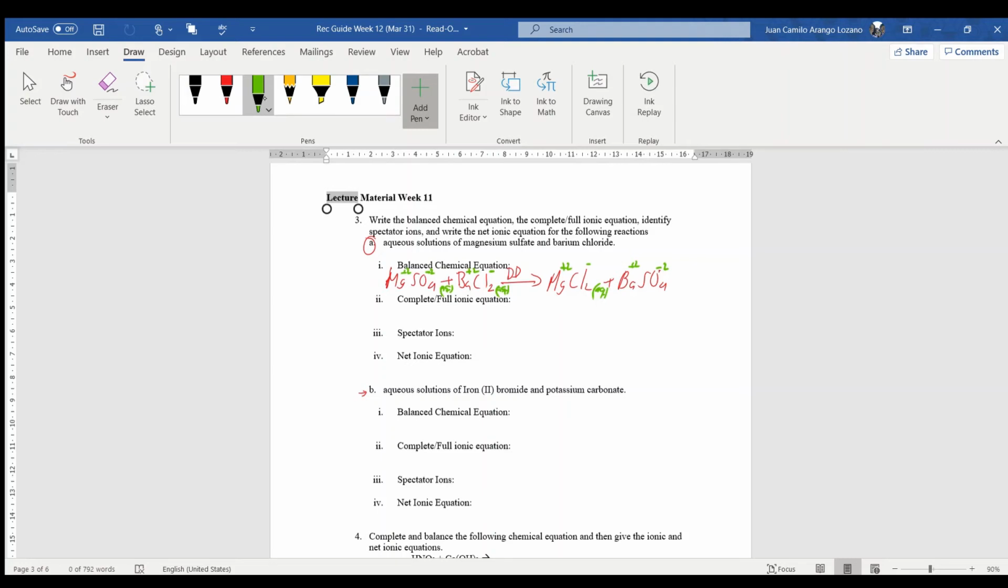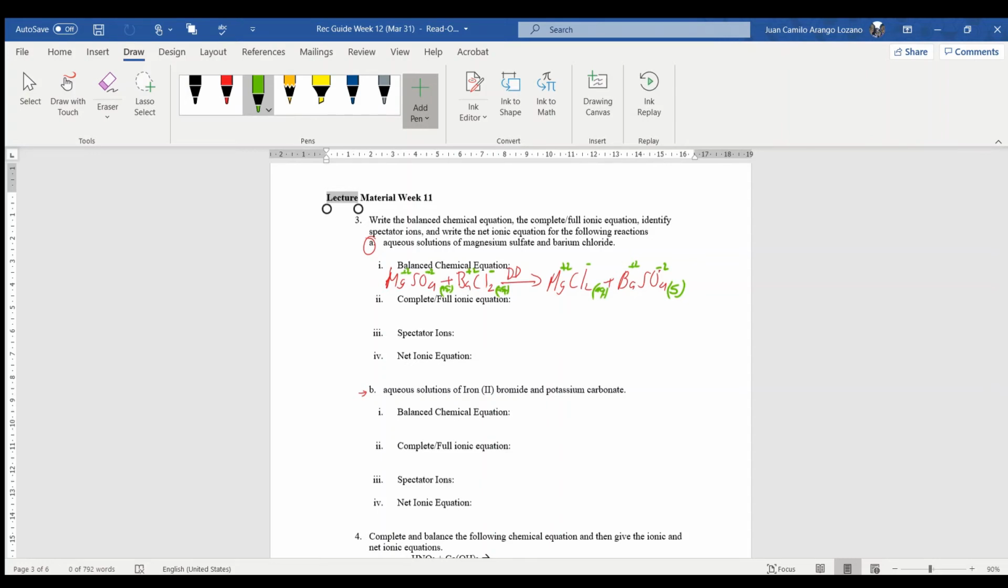But now, if you take a look at the table, you will notice that almost all the sulfates are soluble. However, within the exceptions, barium is one of those. Therefore, this is going to be not soluble, and this is going to be then in the solid state.